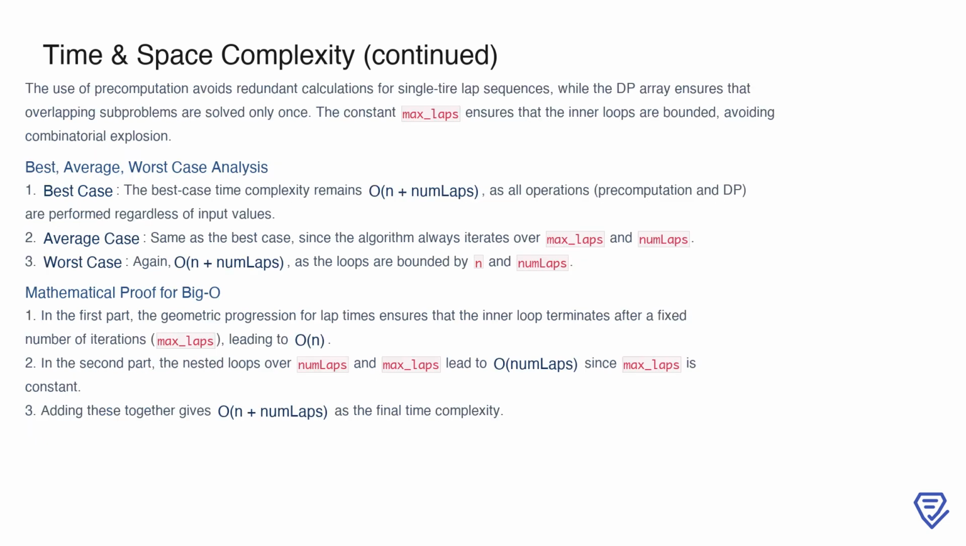What makes this approach particularly efficient is the use of pre-computation and dynamic programming to minimize redundant calculations. By pre-computing the minimum time for up to max_laps with a single tire, we eliminate repetitive work in the DP phase. The DP array itself ensures that overlapping subproblems are solved only once, and the constant max_laps bounds the inner loops, preventing any combinatorial explosion.